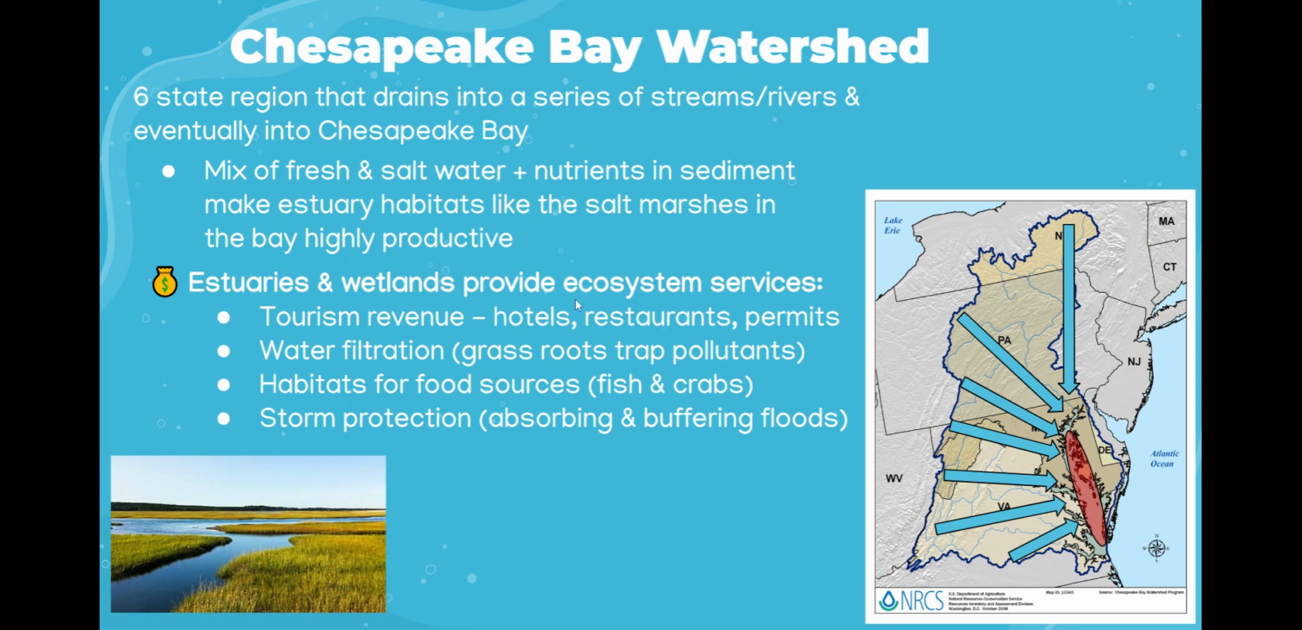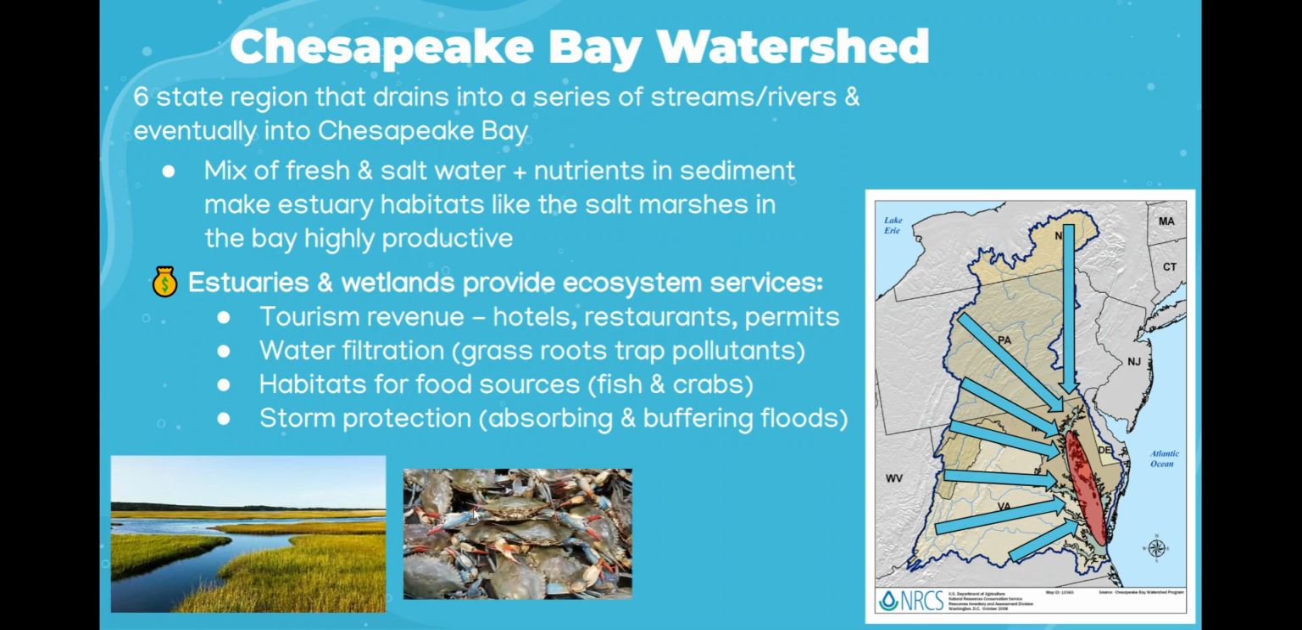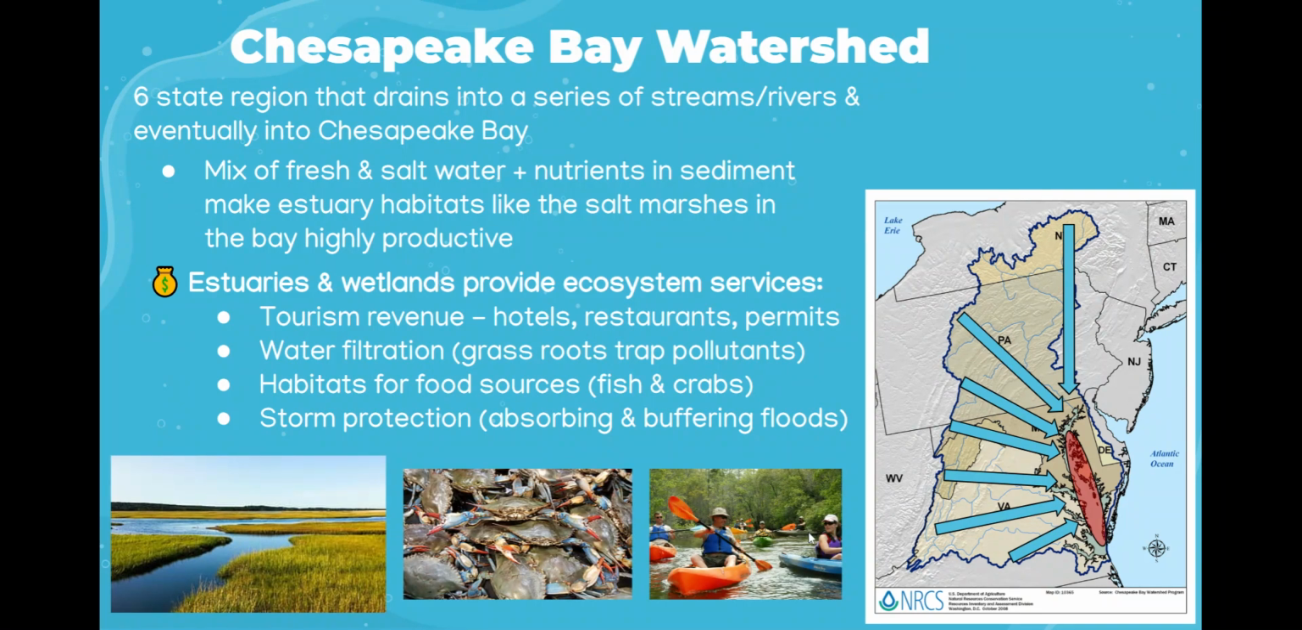So estuaries and wetlands provide ecosystem services: tourism revenue, hotels, restaurants, permits to go fishing, water infiltration, the grass roots trap pollutants. It's a habitat for food sources, also medicine. Fish and crabs can be harvested there. Storm protection, it absorbs and buffers floods. Okay. And these are some examples of things that we can do there. Remember, ecosystem services are anything that the environment provides to us. So these are some examples.